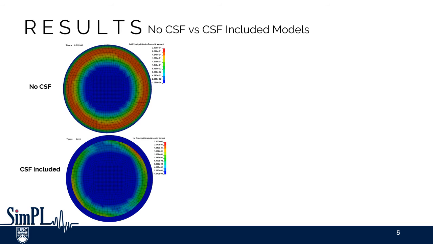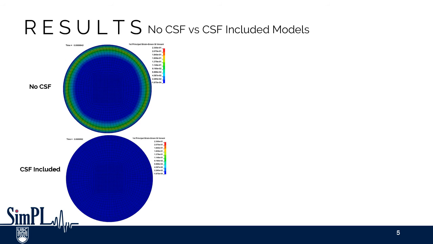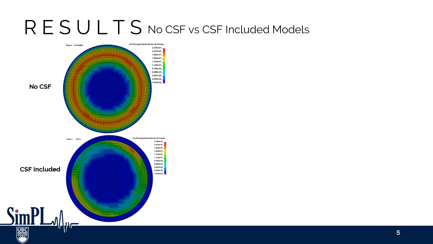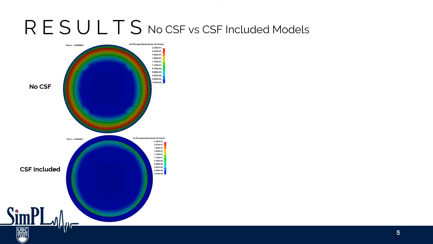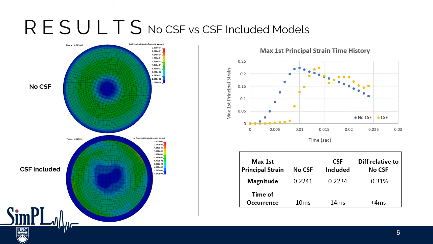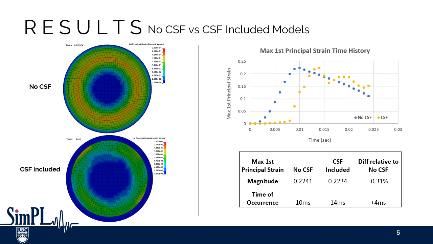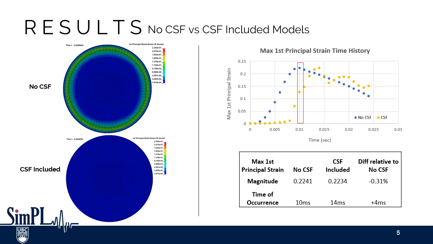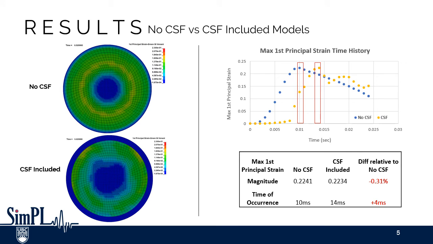radians per second squared. We observed similar strain propagation patterns between the model with and without CSF. Strain develops more axisymmetrically in the model without CSF, with a larger area experiencing the peak strain. However, there was effectively no difference in maximum first principal strain values. Rather, from the time history plot, CSF is shown to delay the peak strain by 4 milliseconds.